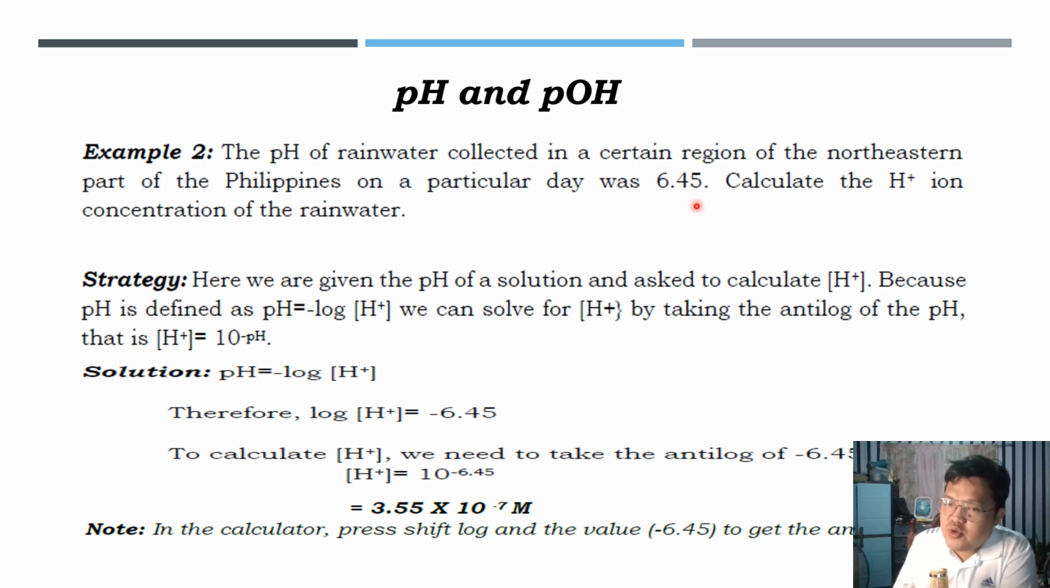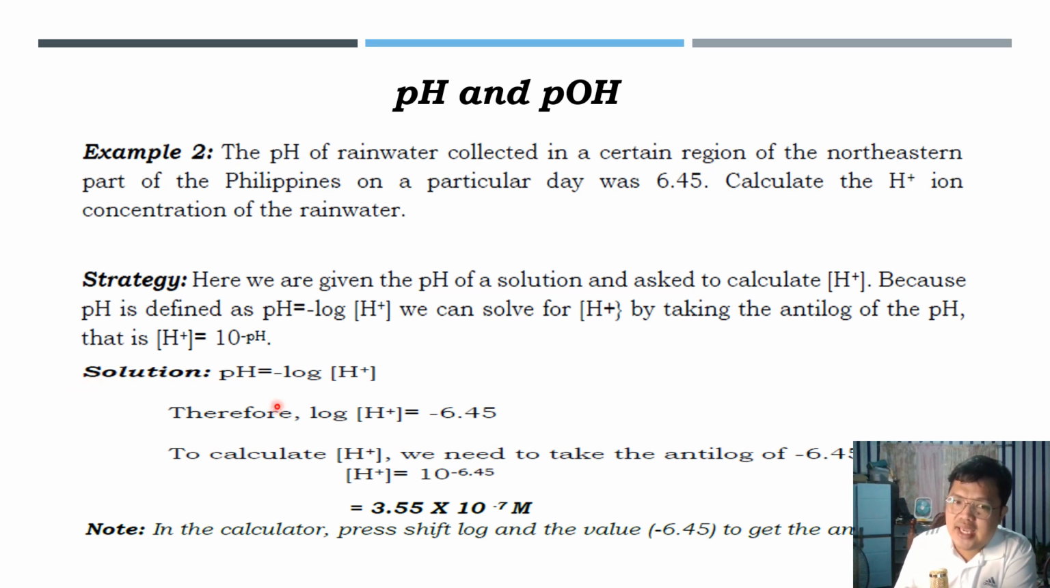Now in this problem, you are to calculate the concentration of the H plus in the rainwater. And so the strategy to be followed is here. Here we are given the pH of a solution and asked to calculate the H plus concentration. Because pH is defined as pH is equal to negative log H plus, we can solve for H plus by taking the antilog of the pH. That is, H plus is equal to 10 to the negative pH.